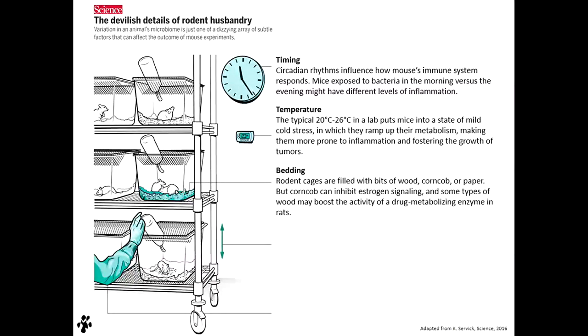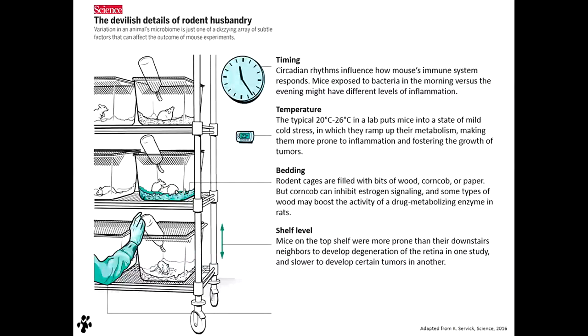What about the bedding that these animals reside on? Certainly, rodent cages are filled with various types of bedding, whether it's wood, corn cob, or paper, and what are the effects of this bedding? Corn cob, we know, can inhibit estrogen signaling, and some types of wood, particularly softwoods, boost the P450 enzymes in the liver and affect drug metabolism. So all of these things, you think, well, I'm just going to get my animals in, they're going to go into the vivarium, and everything is going to be fine. That's not always the case.